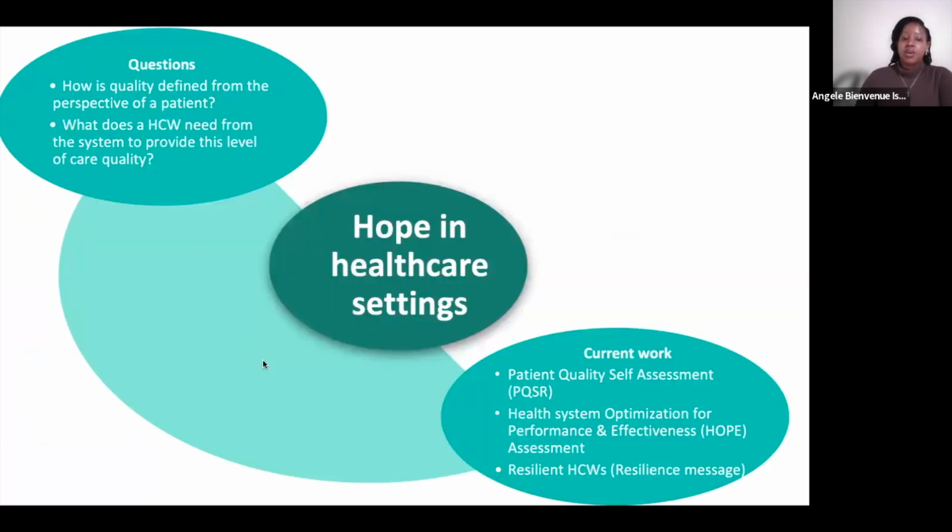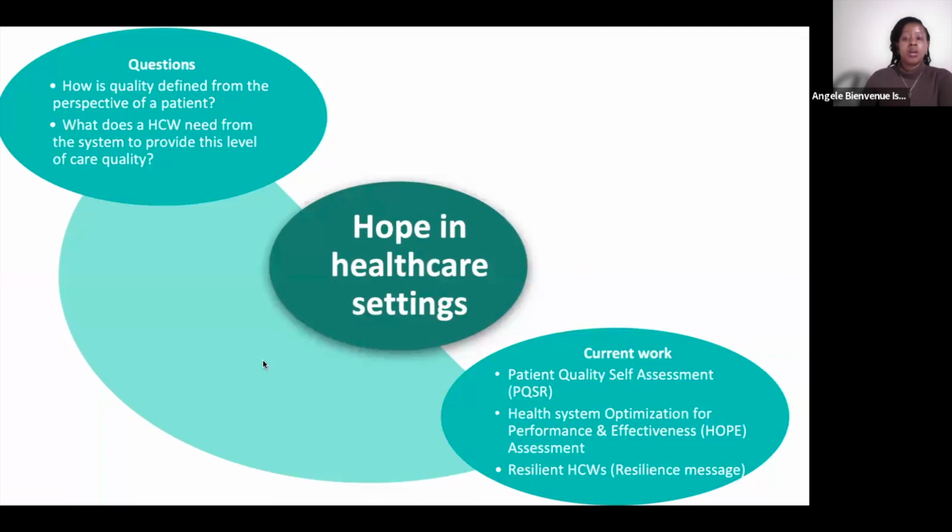So while refining our theory of change, we also needed to define hope in primary health care. So we had these two questions that we asked ourselves and responses to them. The first question was, how is quality defined from the perspective of the patient? And the response was, let's ask them. So we are now developing a tool.